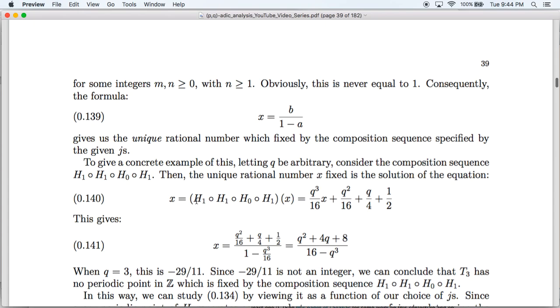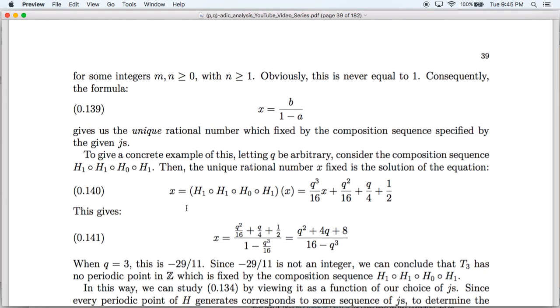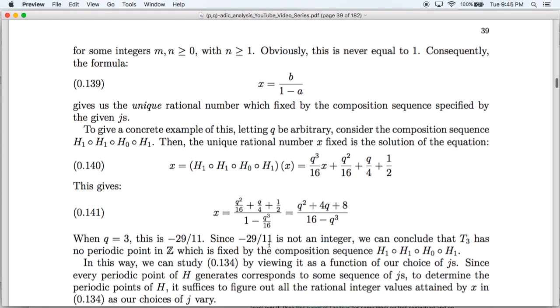If we compose all of these maps, we end up getting q cubed over 16x plus q squared over 16 plus q over 4 plus 1/2. Set equal to x, we solve, and we get that if x is fixed by this composition sequence, it must be of the form (q squared plus 4q plus 8) over (16 minus q cubed). When q equals 3, this evaluates to negative 29 over 11.